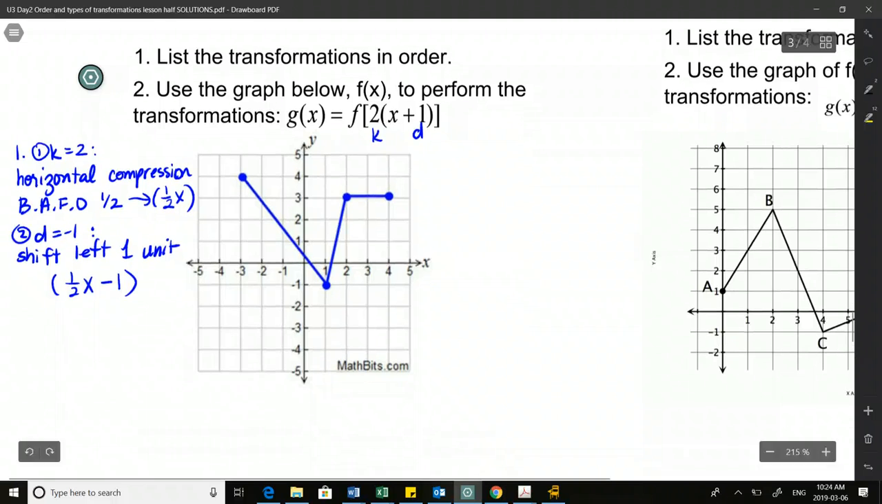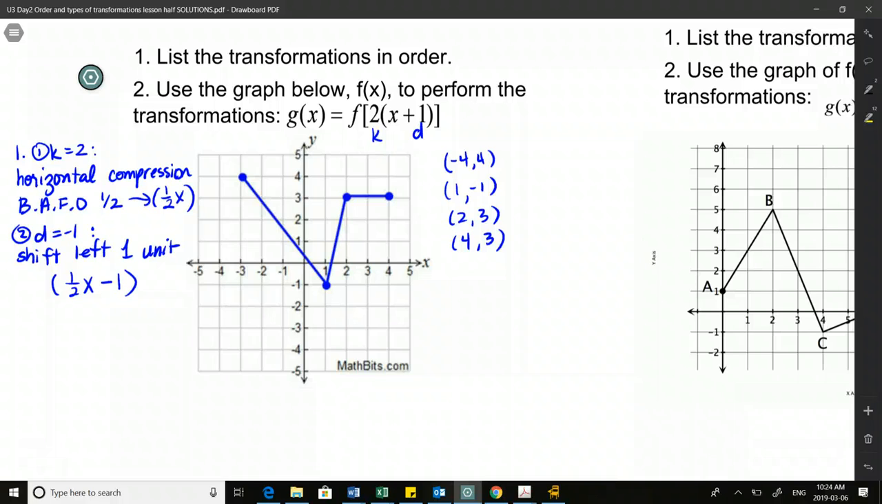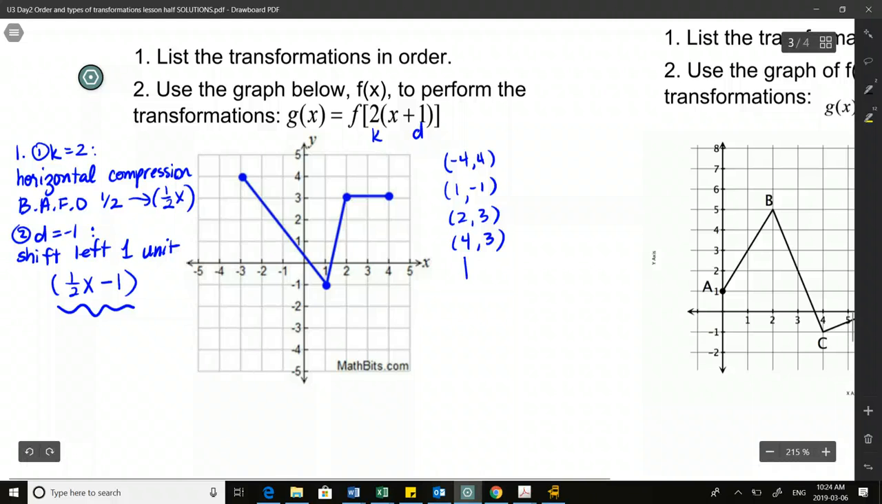Okay, so my key points are already labeled for us here. There's a point at -4, 4. There's a point at 1, -1, 2, 3, and 4, 3. And we actually don't even have to do these separately. We have the full transformation right here already. So the only thing that we have to do here is take our x's and half them and then subtract 1 from them. The y's will stay the same. There's no A and C transformations.